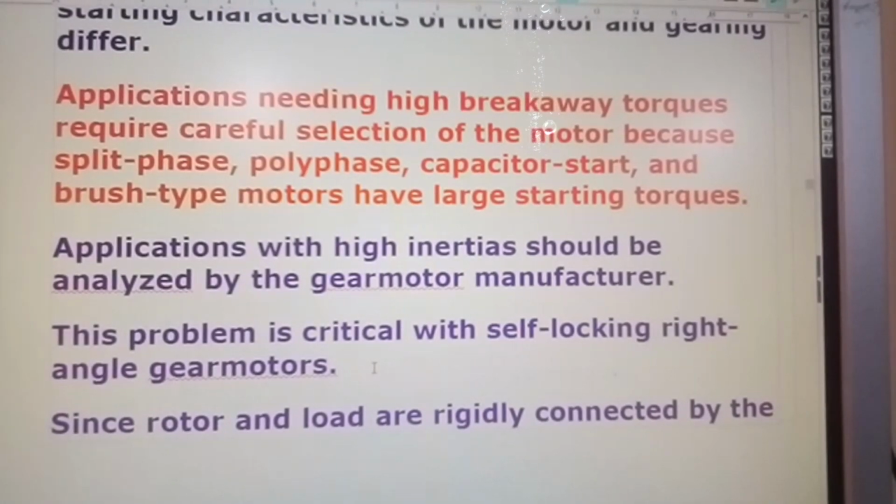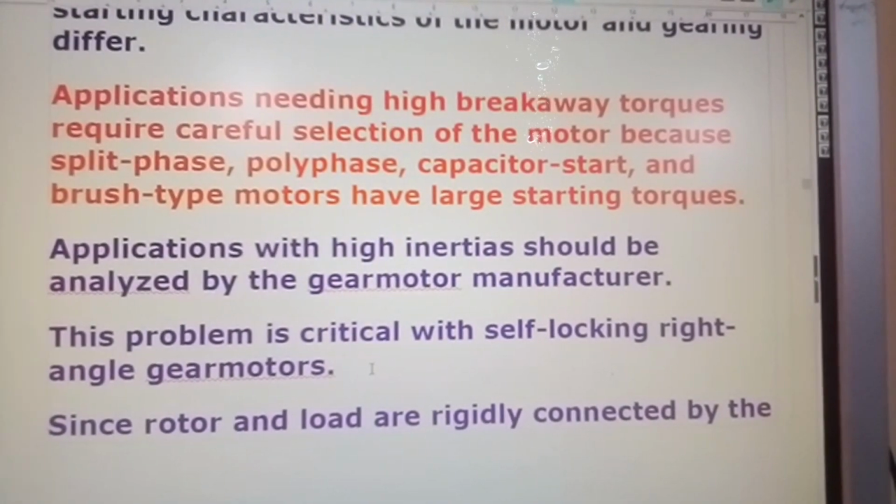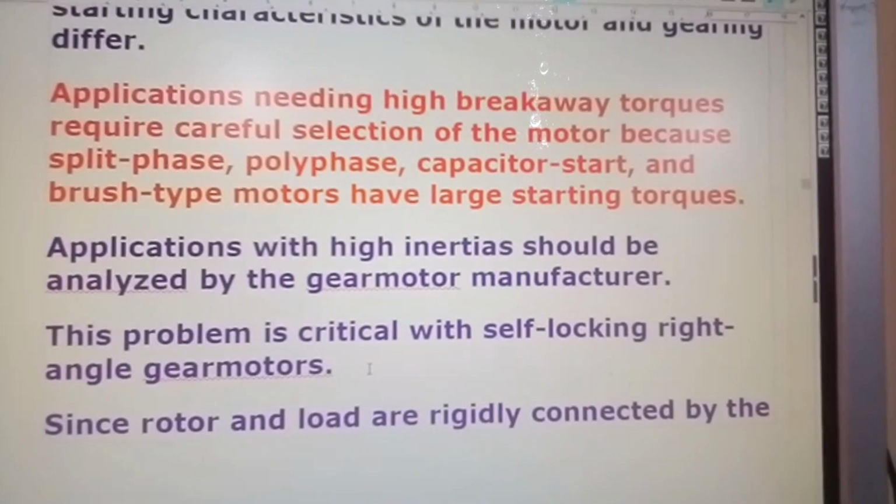Now again, just let me remind you that this is session 3 of various types of motors and applications.